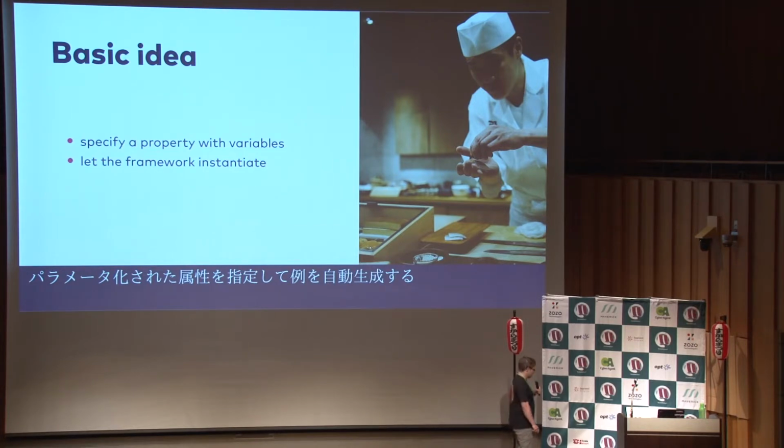And I believe in Japan, this is known as omakase, right? You go to a restaurant, you just say you want some food, and then you let the chef give you some food. You don't necessarily know what kind of food you will get, and you don't necessarily care, otherwise you wouldn't have ordered omakase. I hope I'm pronouncing this correctly. So the idea with property testing is the same thing. You just specify that you want some integer or some string or whatever kind of type, and then the testing framework will go ahead and give that to you.